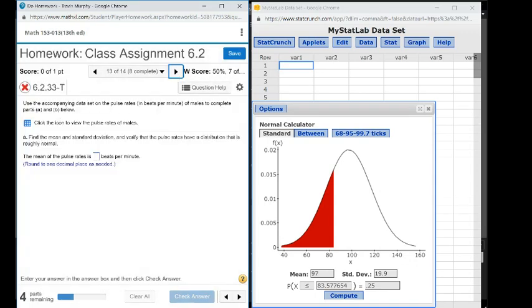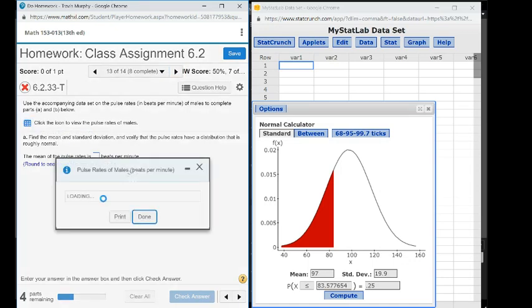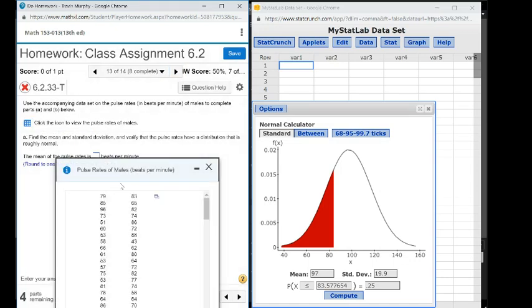Use the accompanying data set on the pulse rates in beats per minute of males to complete parts A and B. Find the mean and standard deviation of the pulse rates. So clicking on this icon, we get the pulse rates, and we can open that in StatCrunch.